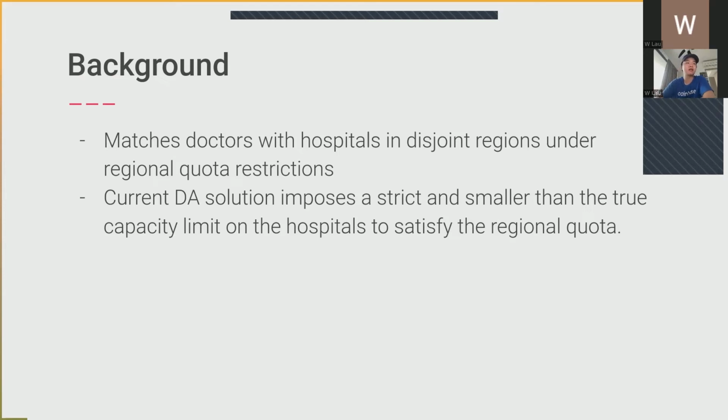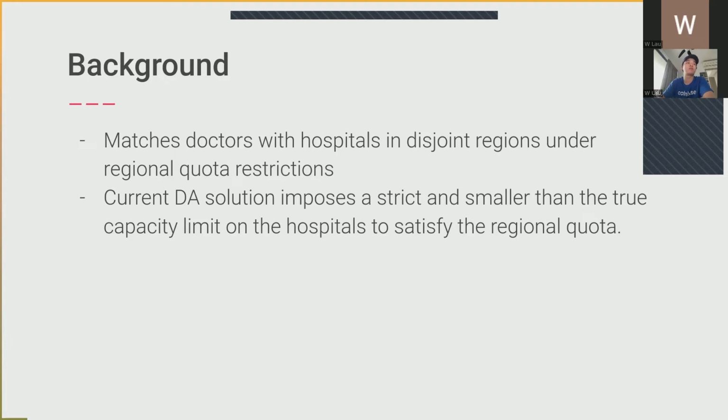So the current DA solution basically imposes a very strict limit, smaller than the true capacity of the hospitals, so as to satisfy the regional quota. That means the current DA solution tries to impose a very strict limit on each hospital in the region, so that the sum of all the quotas among all the hospitals in this region does not exceed the regional quota. But this limit is actually smaller than the true capacity of the hospitals. So in this case, there is a waste, or what the authors call a redundancy problem in the current solution.